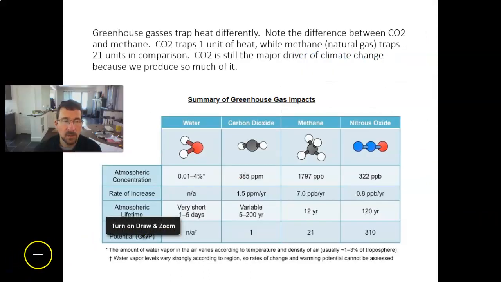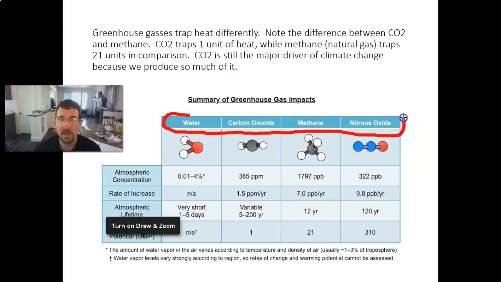Okay, what I wanted to talk with you about next is that there's a variety of different greenhouse gases, and they're not equal in their ability to trap heat. So here we're looking at a table that shows 4 different types of greenhouse gases: water, carbon dioxide, methane, and nitrous oxide. These are some of the ones that trap the most amount of heat.